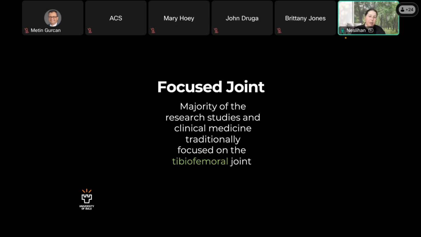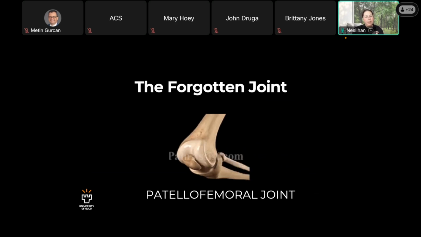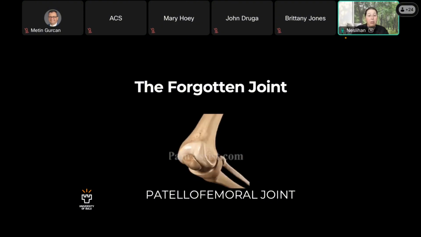The majority of research studies and clinical practice in osteoarthritis have predominantly focused on the tibiofemoral joint. It is the part of the knee that is responsible for sagittal movement. You can see in this video, but there is another joint called the patellofemoral joint, so the kneecap. It's a very special joint, and unlike the tibiofemoral joint, the patella rotates and translates, and it has considerable freedom of movement relative to the femur. So it is also exposed to weight-bearing loads.